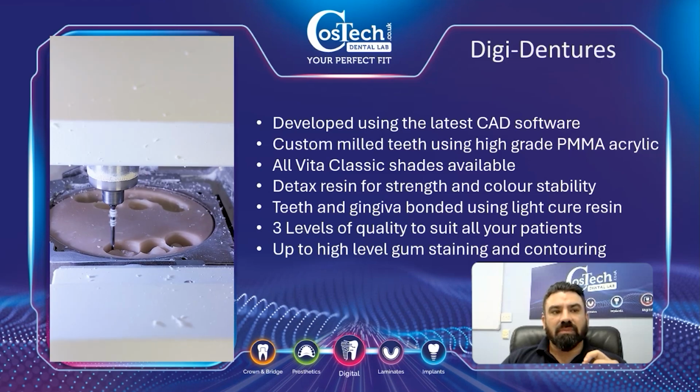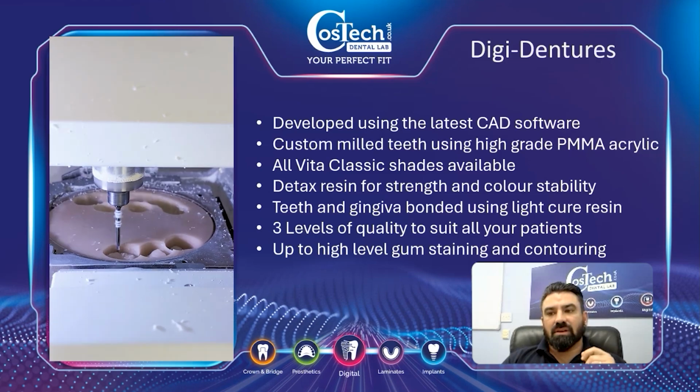We actually mill our teeth. A lot of the digital dentures out there are SLA printed resin. Where we've tested this in the past, we found quite a high level of erosion, occlusal wear within the first year, more so compared to traditional dentures. So we reverted back to the traditional PMMA, what we use for the temporary dentures, and we milled them.